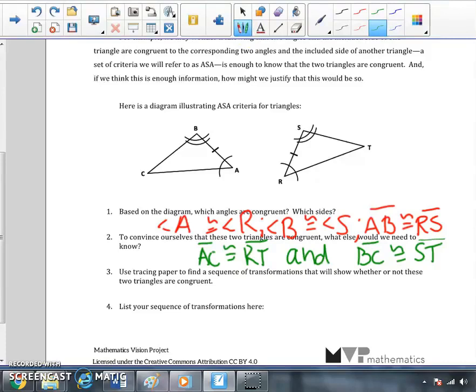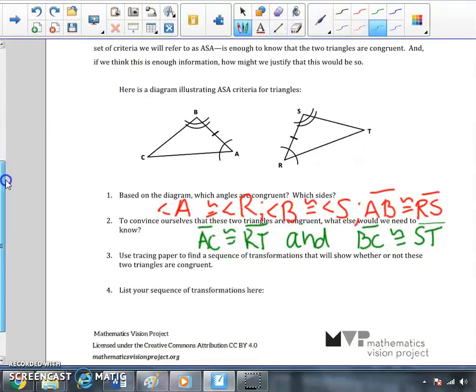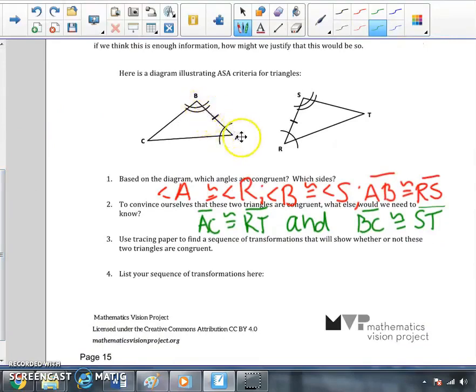We actually did an activity in class where we used patty paper, tracing paper, and we physically traced triangle ABC on that tracing paper. We matched and coincided triangle ABC, each of its vertices, onto triangle RST. We did that by translating triangle ABC right and down, rotating it, and then reflecting it. So we had 3 transformations for the first one. What we noticed is that they overlapped and coincided perfectly, so they were congruent.